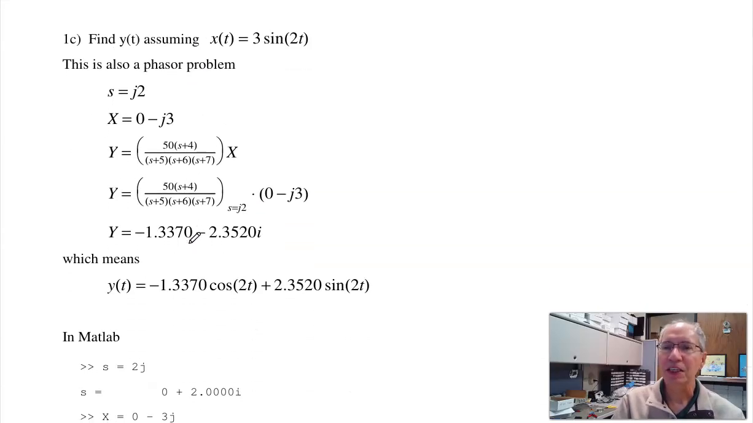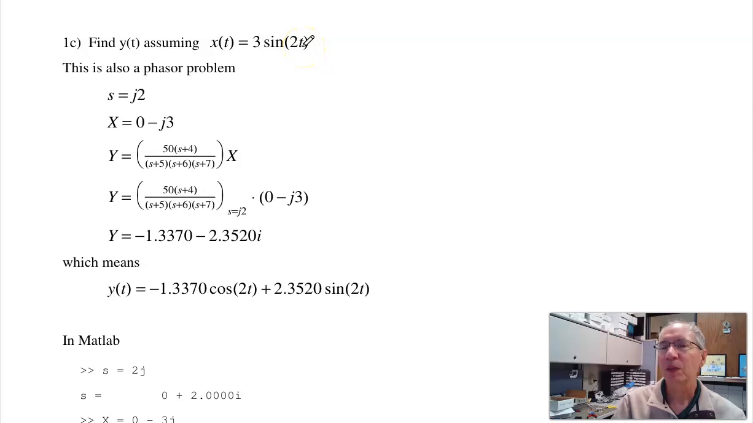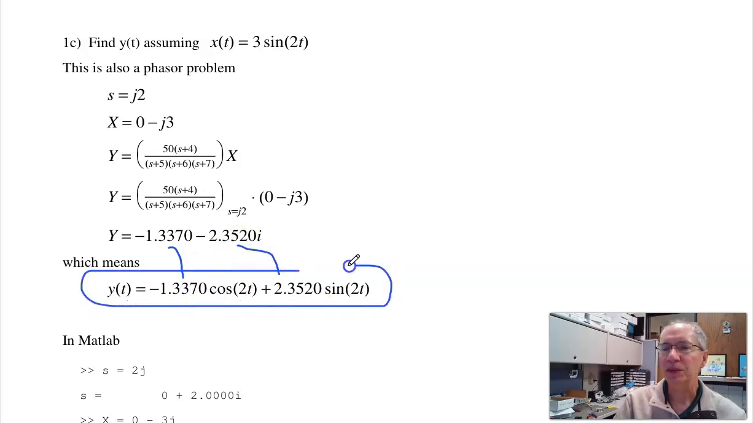Suppose instead x is a sine wave. Well, this is where phasors come in. For phasors, s is j omega, so s is j2. X is 0 minus j3. In phasors, the real part is cosine, minus j is sine. Again, here's my filter. That's the gain everywhere. All I care about is what's the gain at s equals j2 times the input, which gives you a complex number. What that means is the real part's cosine, minus j is sine, so poof, there's your answer.